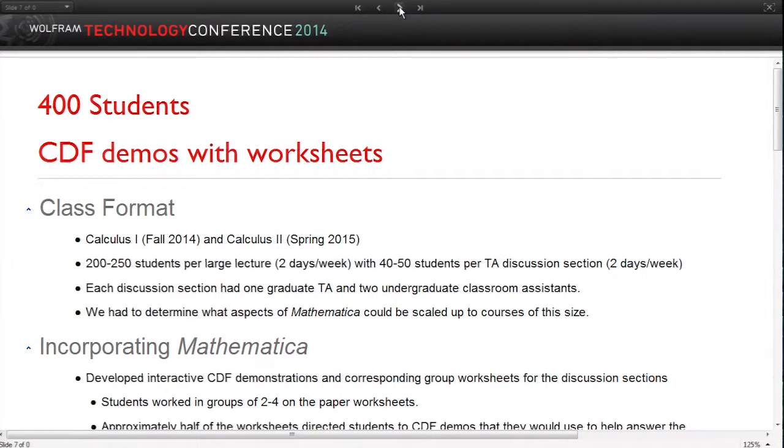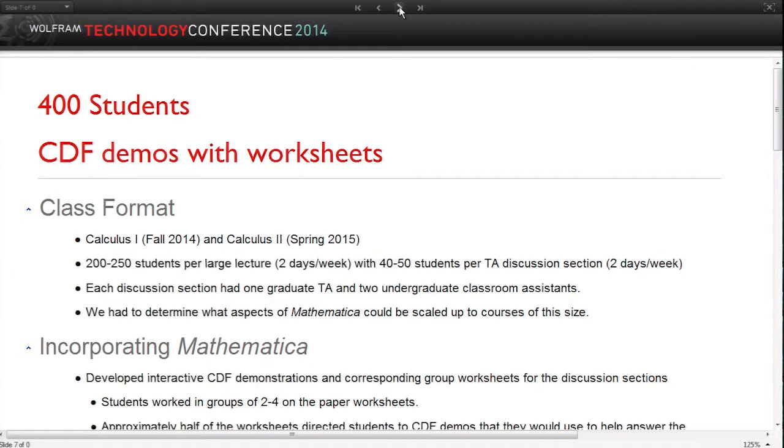And then they'll break down into small TA-led discussion sections, 40 to 50 students, the other 2 days of the week. And each section, when they meet with the graduate TA, in keeping with the tradition of having the peer advisors, we kept 2 undergraduate assistants to go into each of those discussion sections and help the graduate student out.